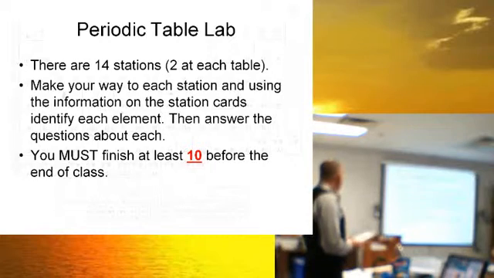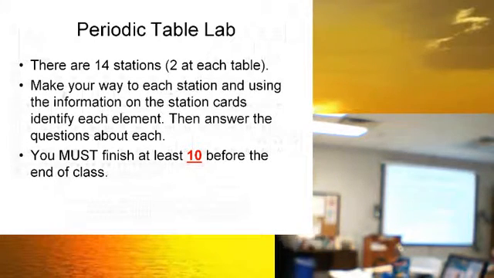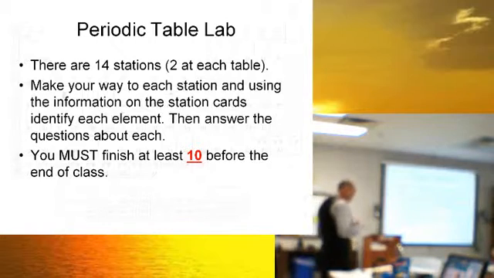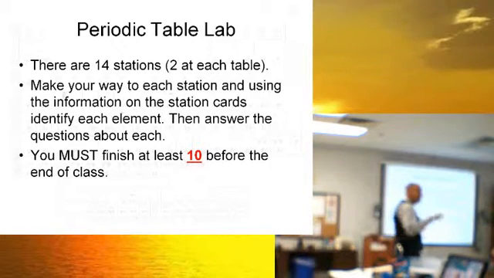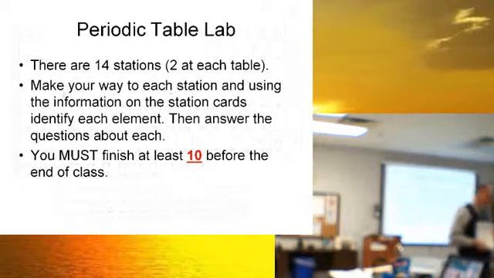You have 14 stations. There's 2 at each table. You have to finish at least 10. There are 3 questions about each station. Station number 1 says station number 1. You'd have to find station 1. I would just stay at your table, but make sure, like this table, you would go to number 11, which is going to be on the back, to make sure you put the information in number 11. So whatever ones are on your table, that's the ones you're going to begin with.